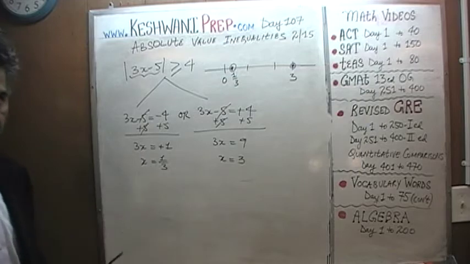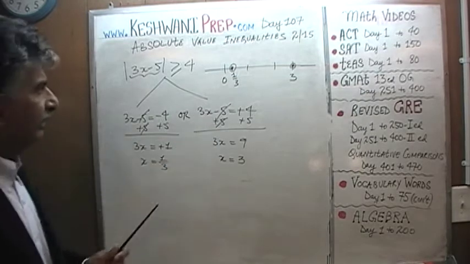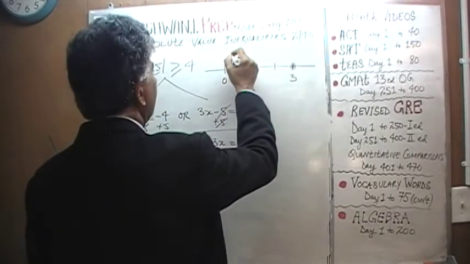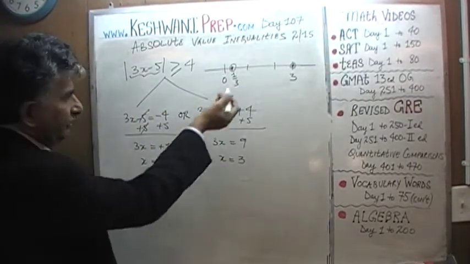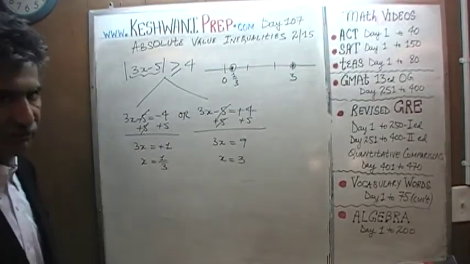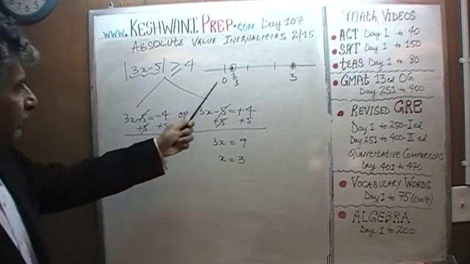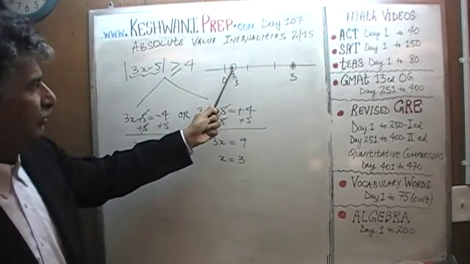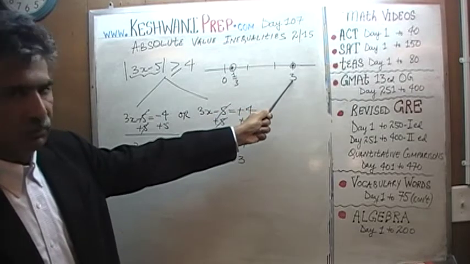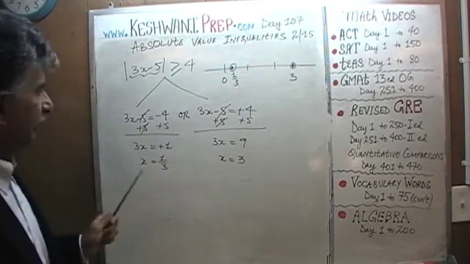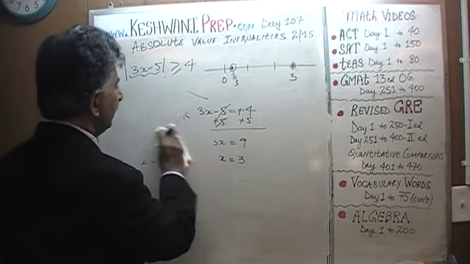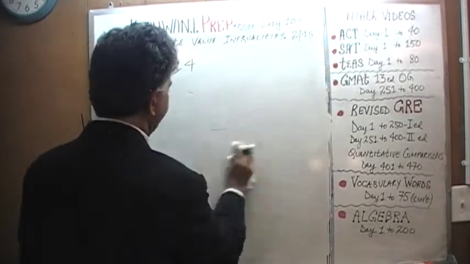I need the room, so we'll have to erase all of this. Just remember, these are the allowable values. That was the portion that deals with the equality part. I'm going to erase this because we don't want to confuse ourselves. But this is how the solution would have looked: x would be either 1/3 or x would be equal to 3 if we had the equality here. We don't. We have an inequality, which means we have to start a new problem. So here's a new problem dealing with the inequality.